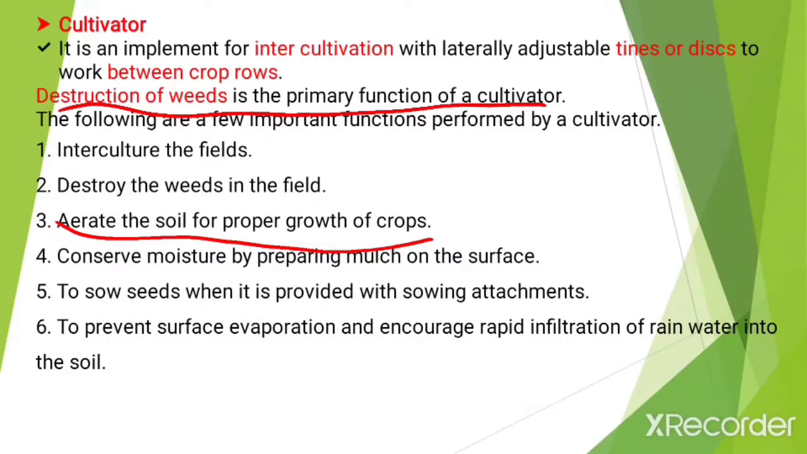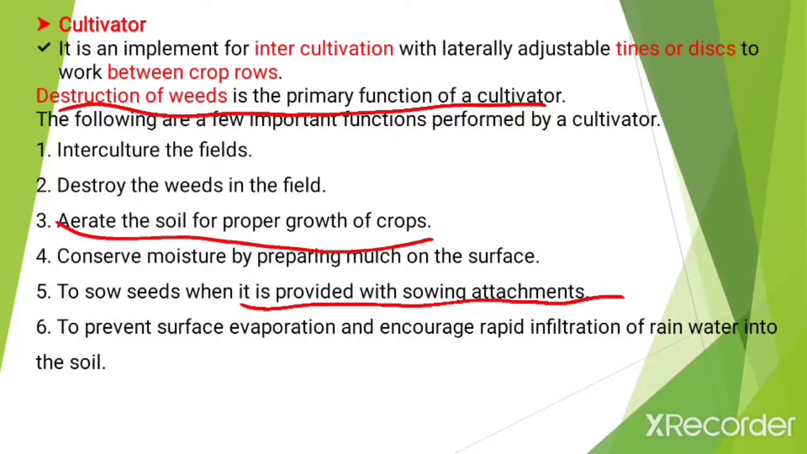Whatever crop residues are left over the soil surface are mixed with the soil, and that acts as a mulch which helps in conserving the moisture in the soil. Then, to sow the seeds when it is provided with a sowing attachment. In some cases a sowing attachment is used, so we can use the cultivator for sowing purposes also.